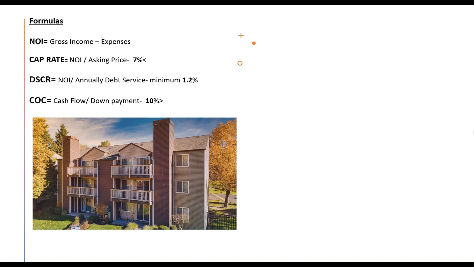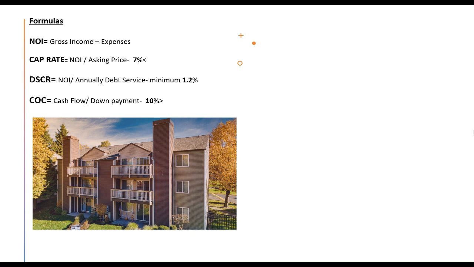These are the formulas. The NOI is equal to the gross income minus expenses. The cap rate is equal to NOI divided by the asking price. The 7% is a point of reference. So you want to be looking for a 7%. You want to be in that ballpark to make sure that you get a stabilized property in a good area, with less risk, not too much risk.